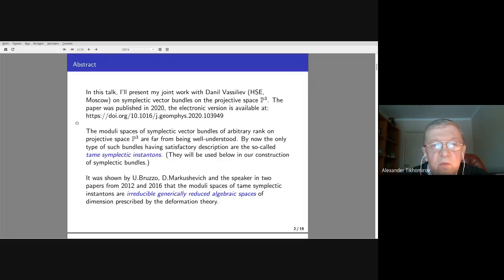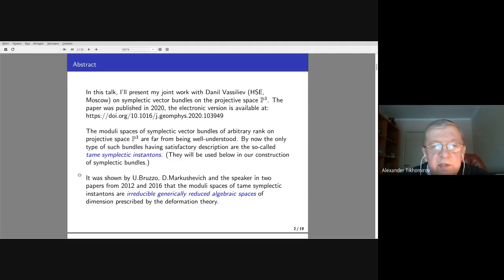What about the moduli space of symplectic bundles? It is far from being well understood. By now, the only type of such bundles having a satisfactory description are so-called tame symplectic bundles, which we will use in our construction of symplectic bundles of arbitrary rank and charge.